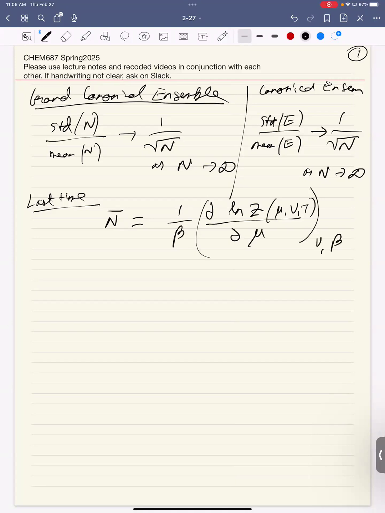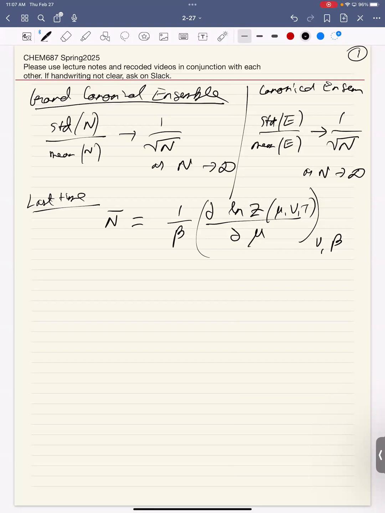We derived this last time, and I made this general comment about how the partition function is generally useless. The log of the partition function gives you some state function. The derivative of the log of the partition function with respect to something else gives you the average of a state function. And the second derivative gives you the fluctuation of some state function. So this we showed last time.